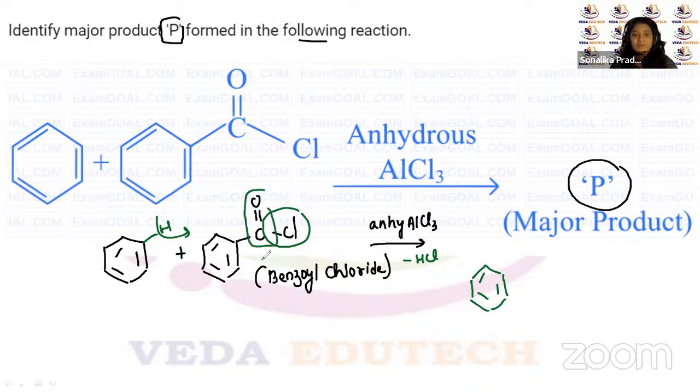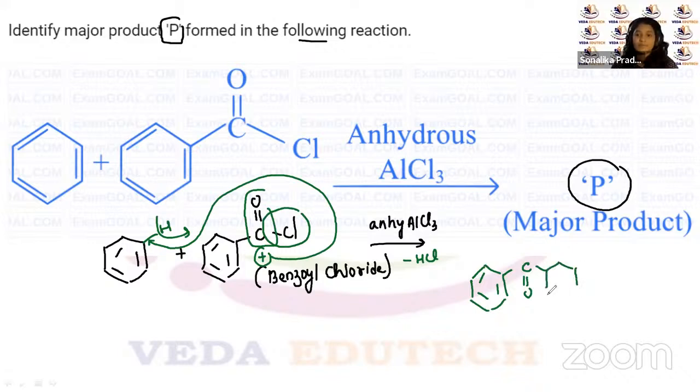Now this part will be bearing a plus charge, right? So it's going to go and get attached here, right? So what is going to be the product? This is going to be C double bond O. Yeah, this is nothing but benzophenone. So benzophenone is going to be your major product.